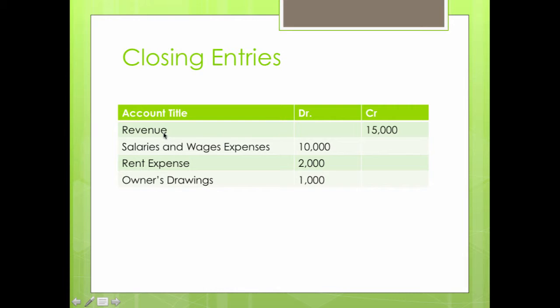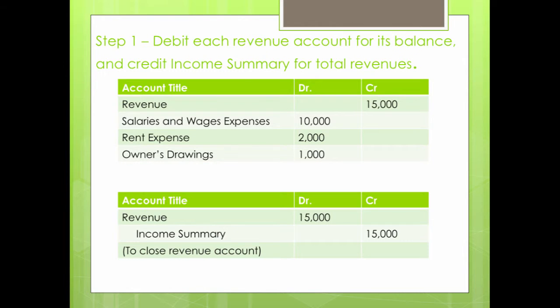Let's say that you are given this information. You have revenues totaling $15,000 as a credit. You have expenses for salaries and wages as a debit of $10,000. You have rent expense as a debit of $2,000. And you have owner's drawings as a debit for $1,000. And what you need to do is close these accounts. So how do you do that? Well, you follow those steps to the letter.